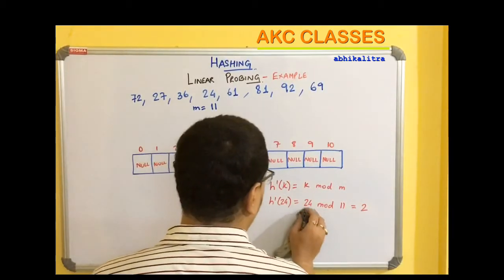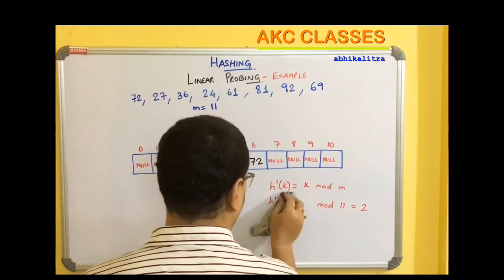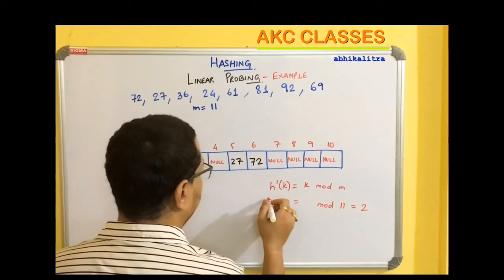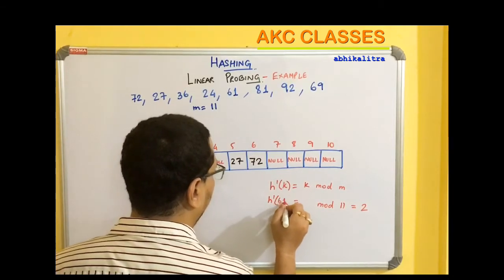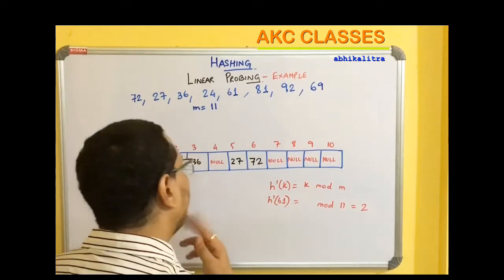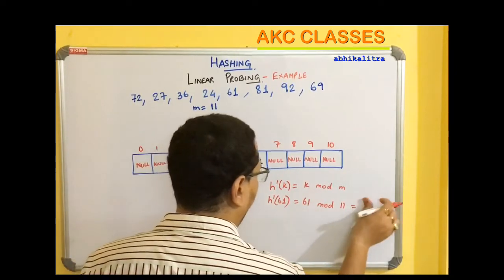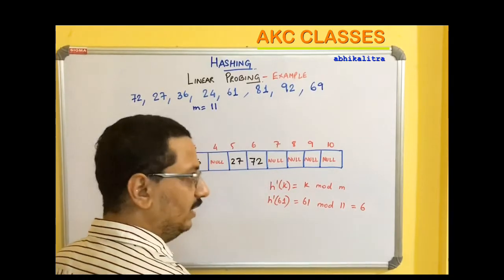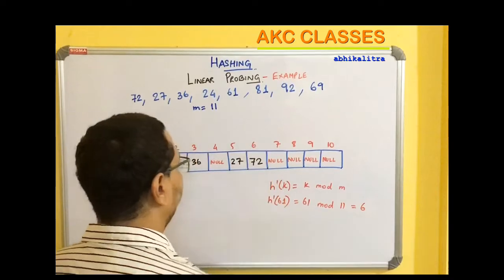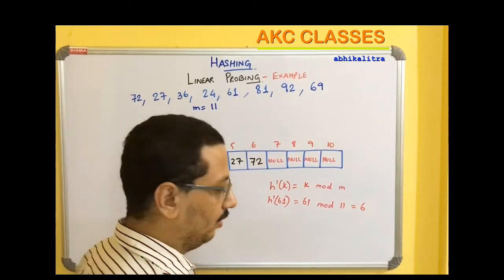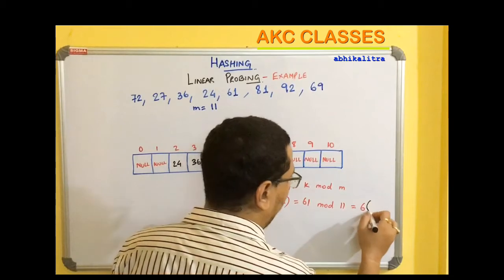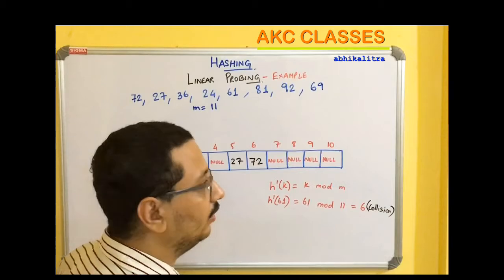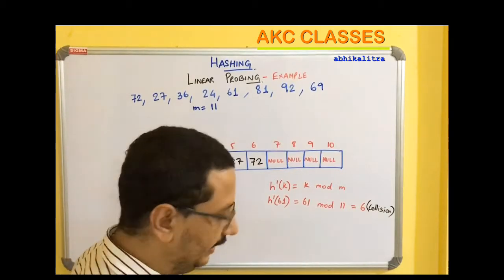Now we move on to the next one, 61. 61 mod 11 would give me 6, right? So we move on to the 6th location and see if it is empty or not. No, it is not. If it is not empty, that means a collision has occurred. Now we have to take the help of the secondary hash function.